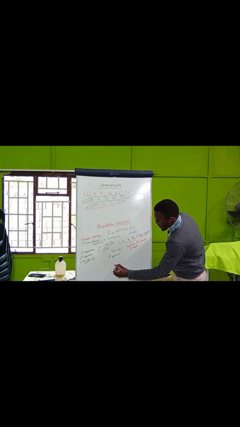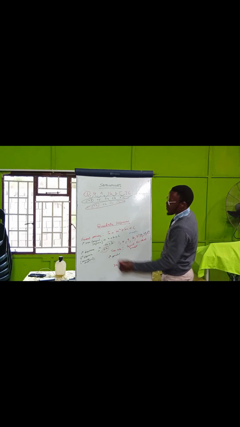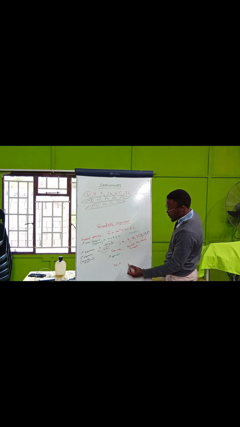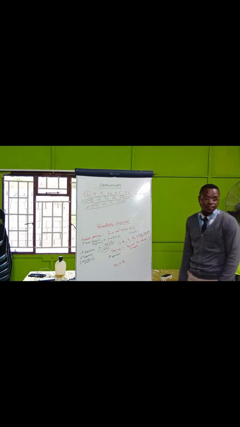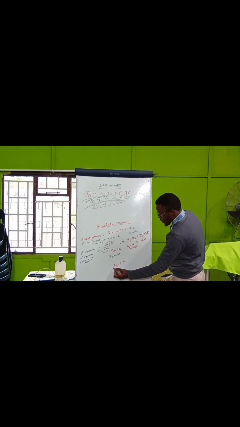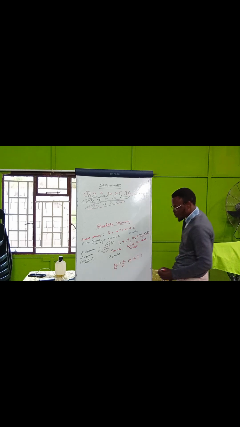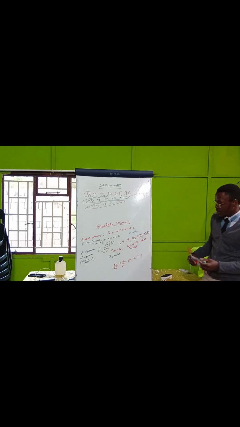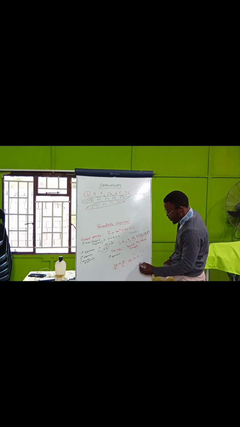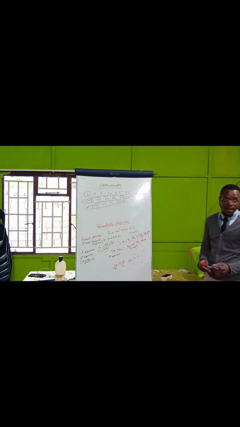So 2A is equivalent to the second difference, which is equal to 2. Then divide by 2, divide by 2. So the value of A is equal to 1. In other words, we have solved for the value of A.